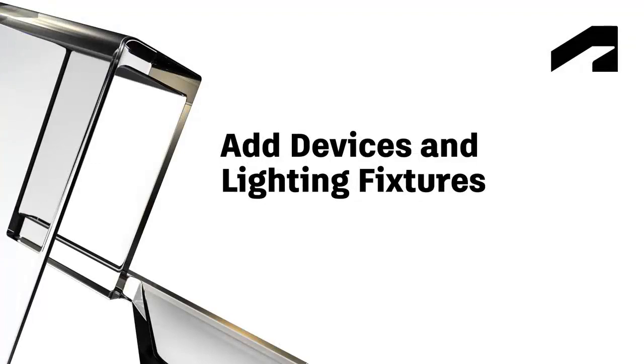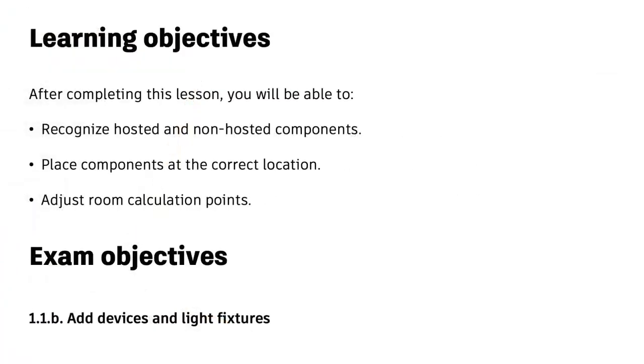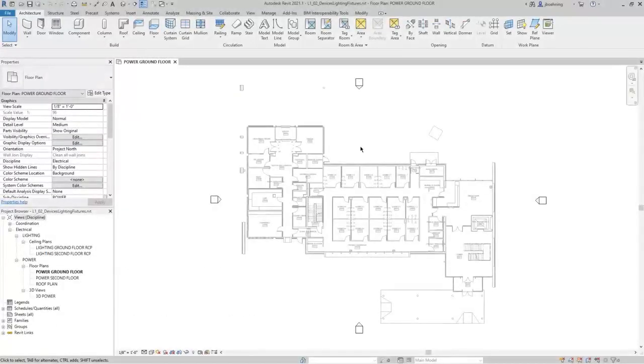In this lesson, we will cover recognizing hosted and non-hosted components, placing components at the correct location, and adjusting room calculation points. In this model, there are currently no lighting fixtures or electrical devices placed. We will place a few lighting fixtures, and then we'll place a few receptacles. Lighting fixtures are typically placed in reflected ceiling plan views. That way you can see the ceiling grid.